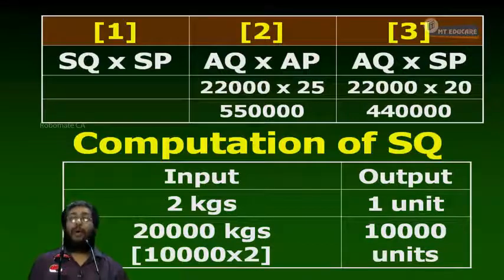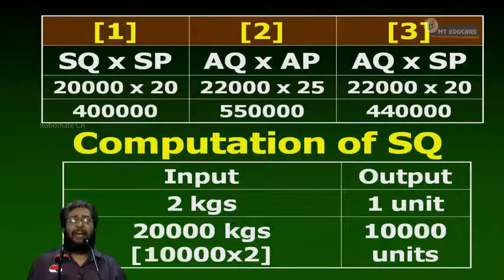Now, I'll put here what into what, please. 20,000 into 20 gives how much here? 4 lakhs. Everybody understanding or not? Now, column 1 is how much in rupees? 4 lakhs. Column 2 is 5 lakh 50. And column 3 is 4 lakh 40. Material cost variance is 1 minus 2. What is 1 minus 2?